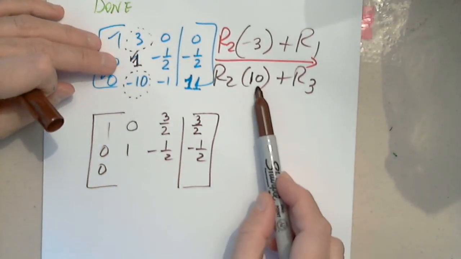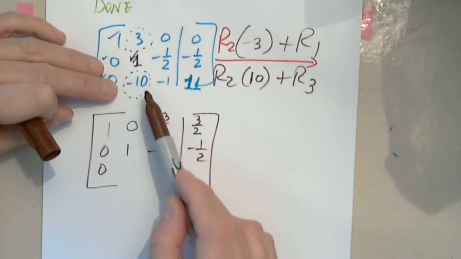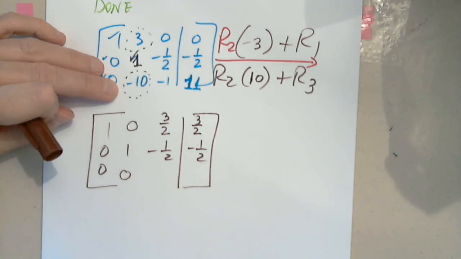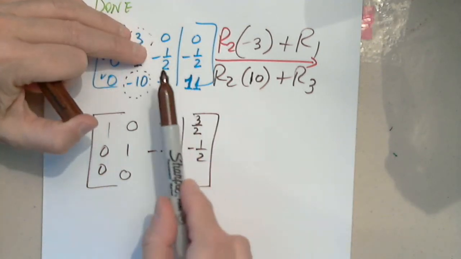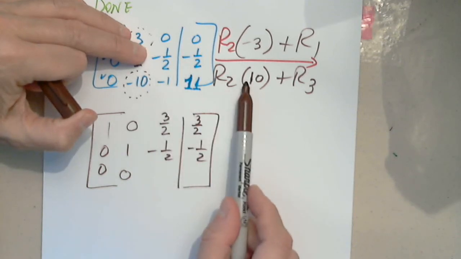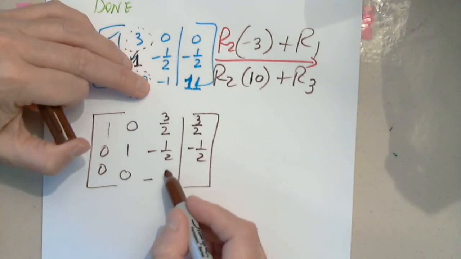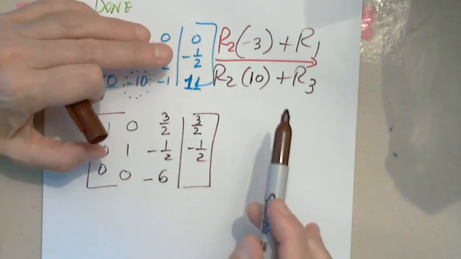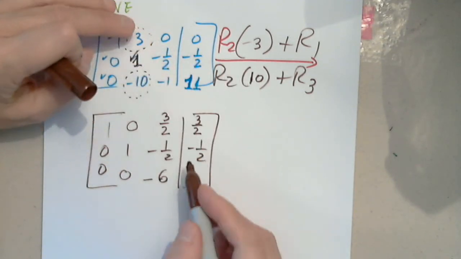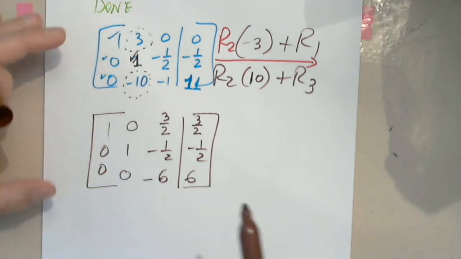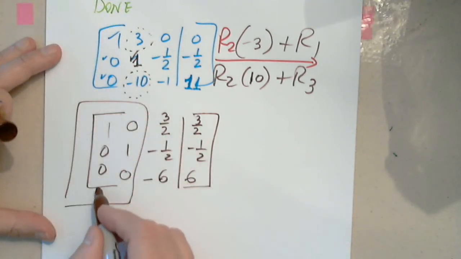Now, 10 times 1 minus 10. I really hope for 0. Careful now. Negative 10 divided by 2 is negative 5, minus 1, negative 6. This is still negative 5, plus 11 is positive 6. We accomplished a lot.